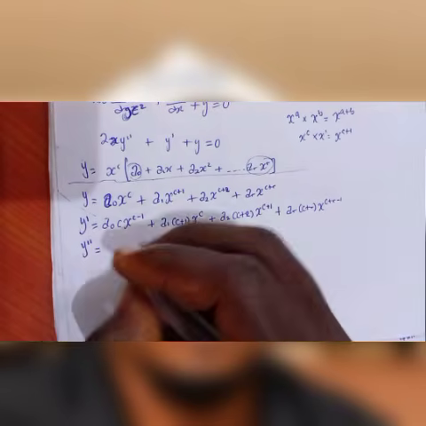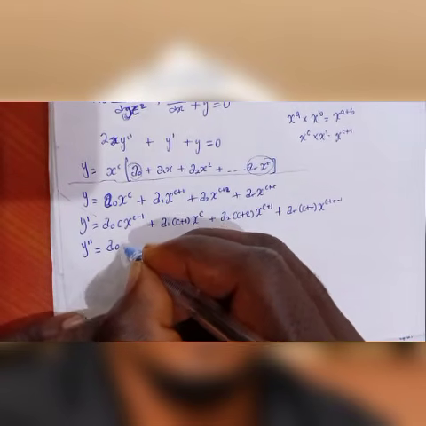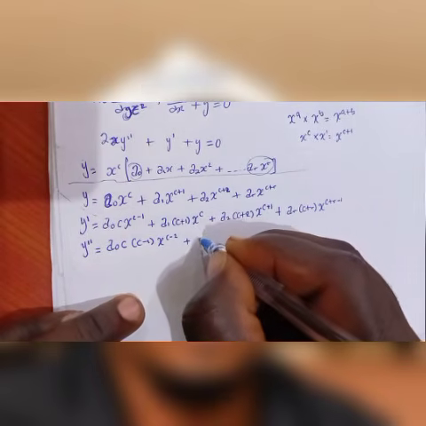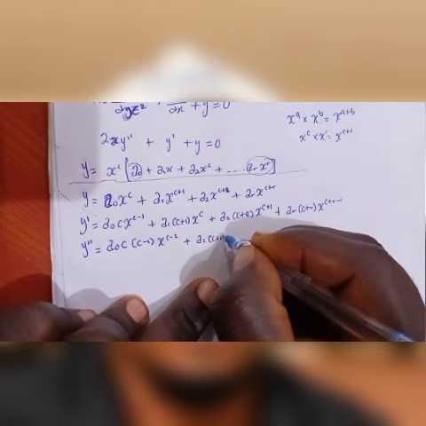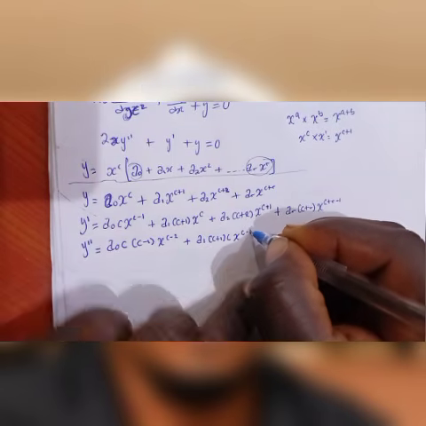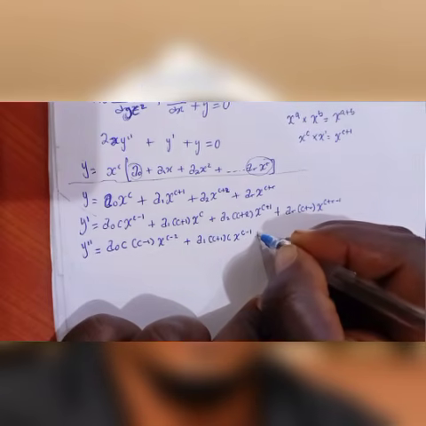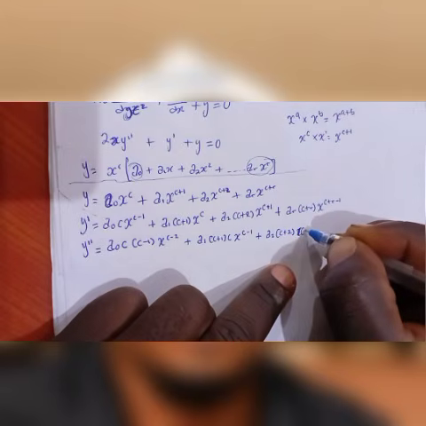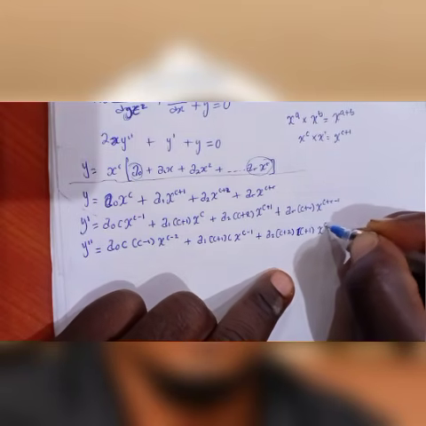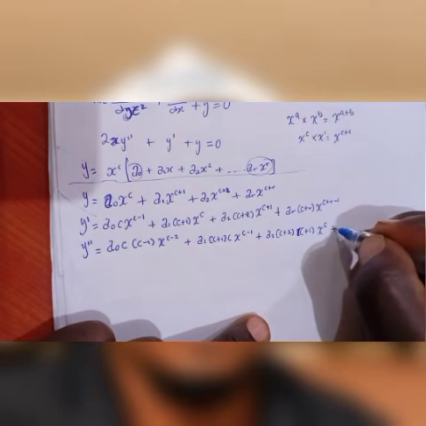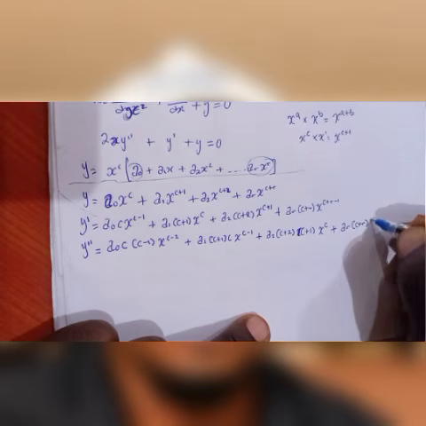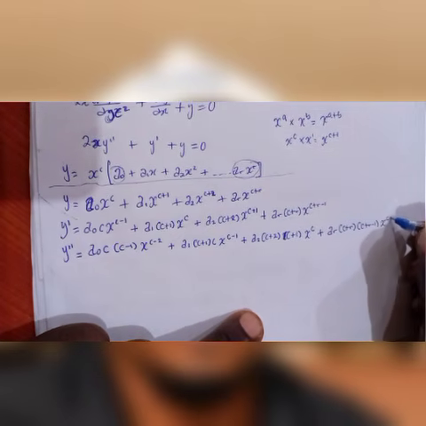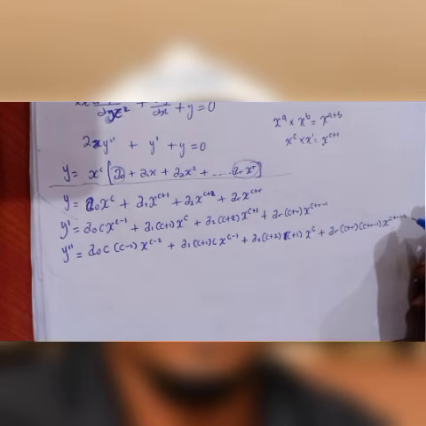Now the second, which is y prime prime. We have a naught c (c minus 1) x raised to the power c minus 2, plus a1 (c plus 1) c x raised to the power c minus 1, plus a2 (c plus 2)(c plus 1) x raised to the power c, because if we subtract 1 from here, it will just remain c, plus ar (c plus r)(c plus r minus 1) x raised to the power c plus r minus 2. So this is for our second derivative of y.